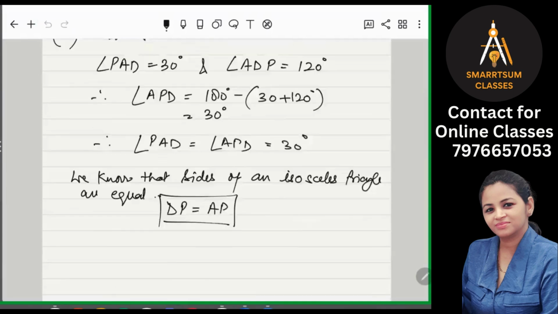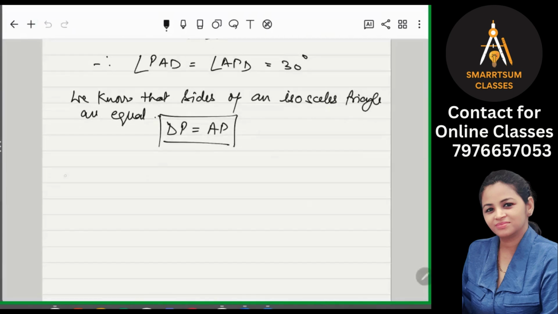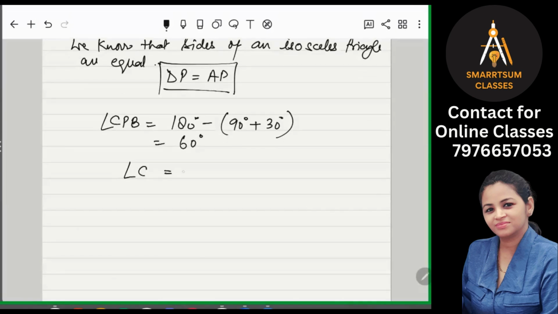So write down angle CPB is equal to 180 degree minus 90 degree plus 30 degree, right? Which is equal to 60 degree. This is angle CPB, right? And angle C is equal to angle A is equal to 60 degree, right?